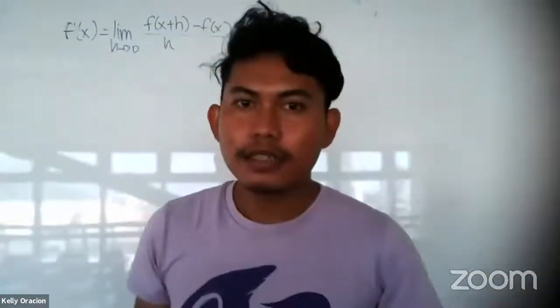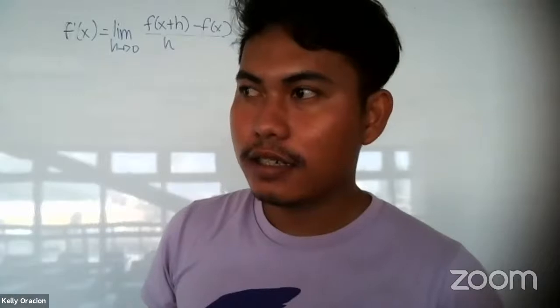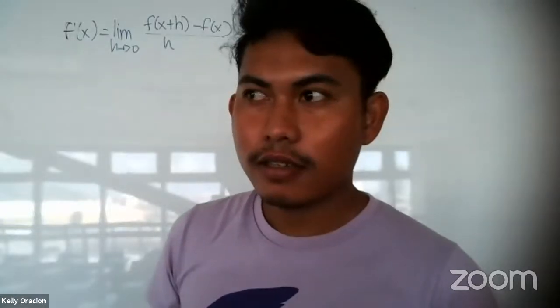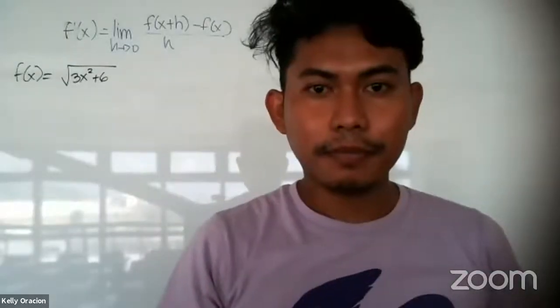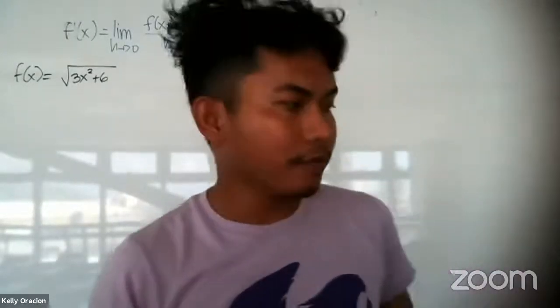Square root of hx is equal to square root of 3x squared plus 6 po. Okay. You have f of x is equal to square root of 3x squared plus 6. Is this correct? Tama ba, Zezeka? Yes po. Okay, thank you.